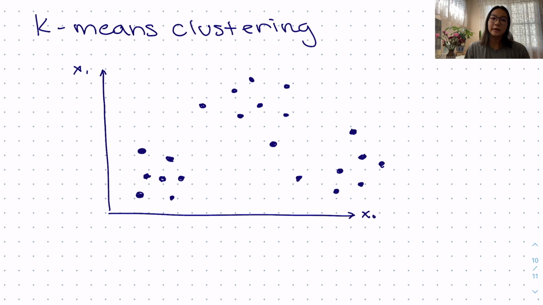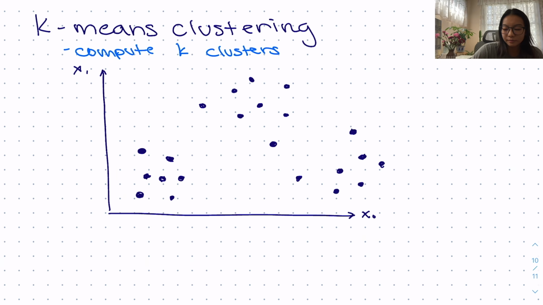So with unsupervised learning, we have a bunch of unlabeled data. And what can we do with that? Can we learn anything from this data? So the first algorithm that we're going to discuss is known as k-means clustering. What k-means clustering is trying to do is compute k clusters from the data.